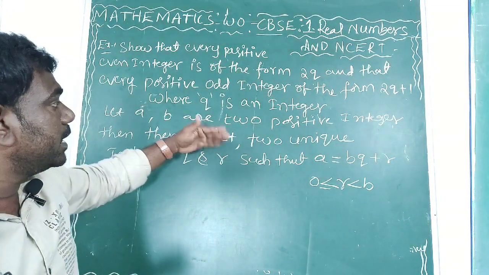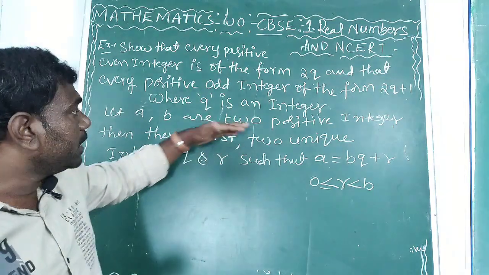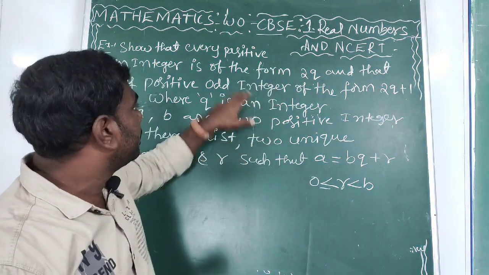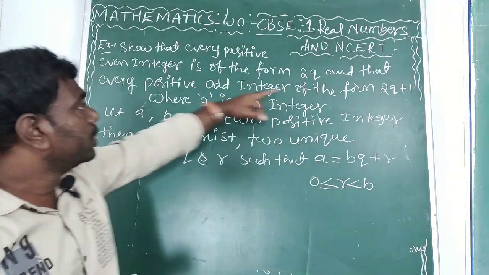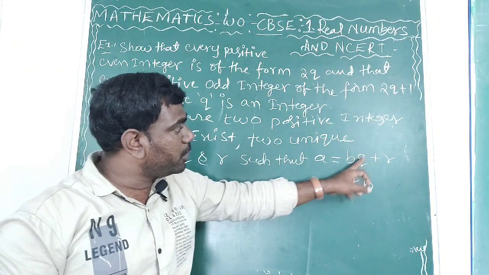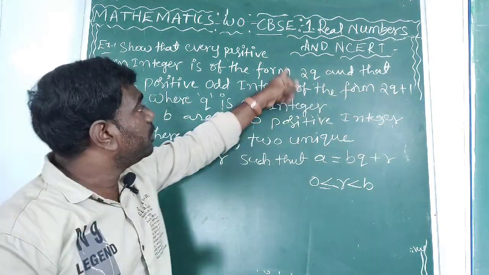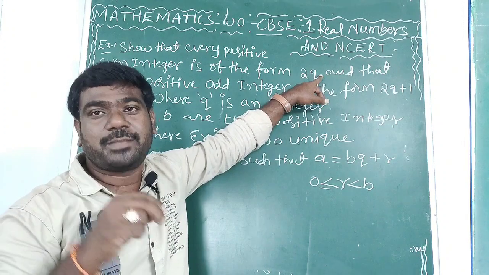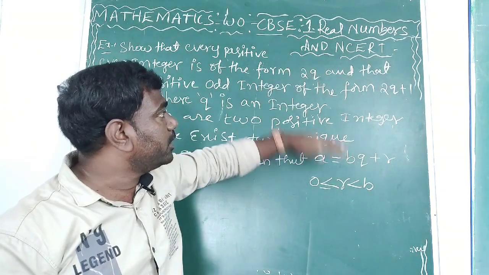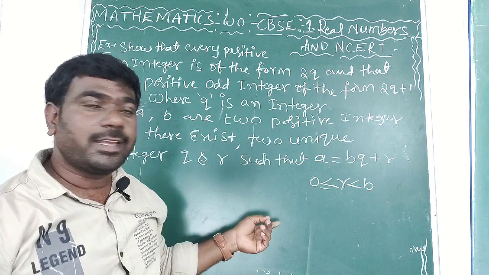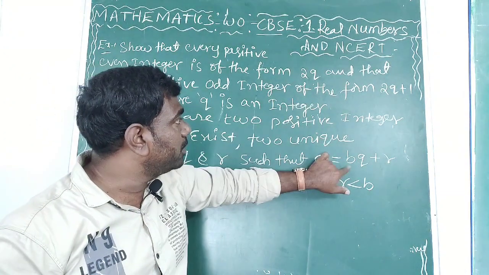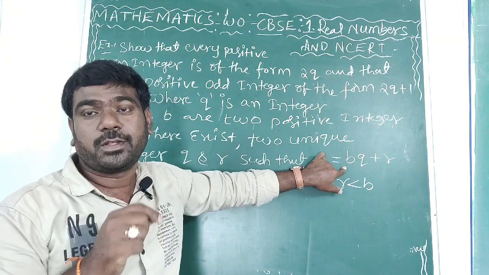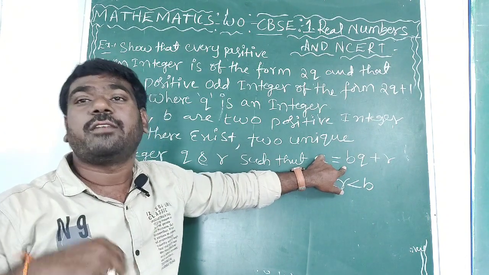If you observe, both this lemma statement and this one are similar. Here it is 2q plus 1, and there it is bq plus r. In the even form, 2q plus r is not given, meaning the remainder is 0. So by comparing these two statements, can I take the b value here? Yes. The b value here is 2. When we know the b value, we can find the r values.